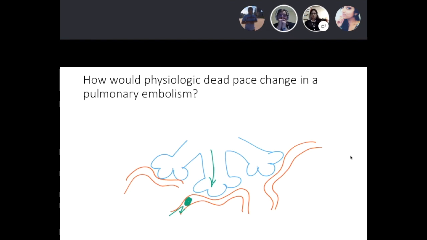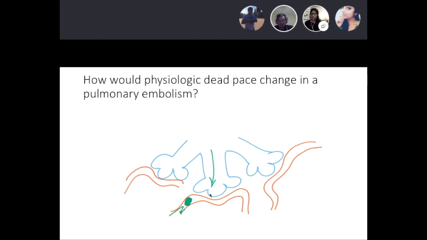Okay, so to give you guys a question here, how would the physiologic dead space change in a pulmonary embolism? So the picture here is just showing you that the vessel is blocked, you have a pulmonary embolus here, and so therefore blood is prevented from reaching the alveoli since we have a block here. And so if blood is not reaching the alveoli, there's no gas exchange occurring. And so if no gas exchange is occurring, what would happen to the physiologic dead space?